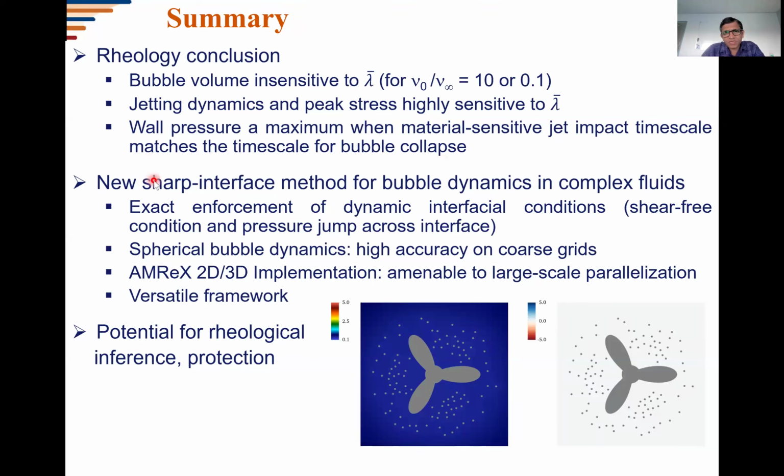And from a methods perspective, I've shown to you a method for bubble dynamics, which unlike methods that are more tuned for wave dynamics, can account for these interfacial conditions in non-axisymmetric collapse simulations, basically. So there's potential for rheological inference. So if one thinks of an inverse problem where one wants to find out the rheology of a medium by simply looking at how a bubble behaves, then one can look at jetting patterns and backtrack a rheological signature. And there's potential for protection as well. So by fine-tuning a medium's rheology, one can reduce these maximum jet speeds and peak stresses, basically.